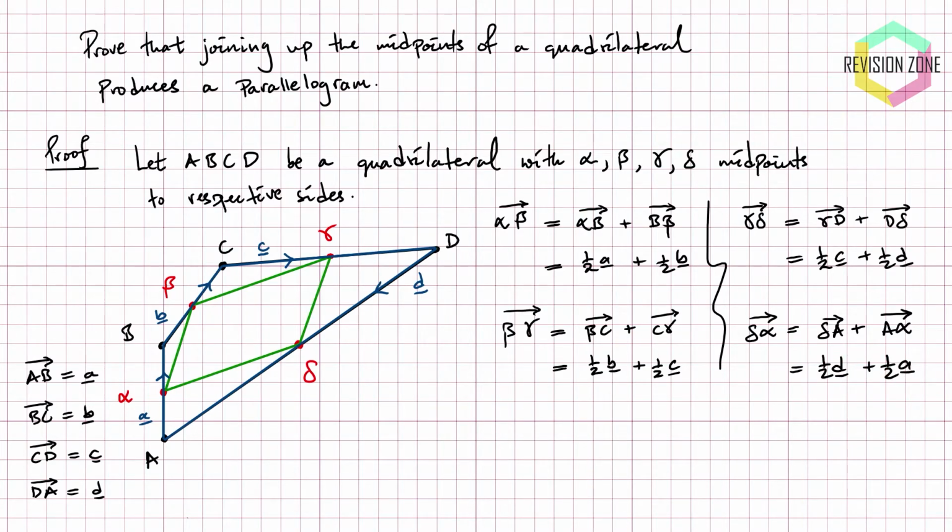So now if I look at two sides that are supposedly parallel, or we expect them to be parallel if this is a parallelogram, let's take alpha beta and gamma delta. Alpha beta is a half A plus a half B. Gamma delta is a half C plus a half D. So immediately looking at these, because the vectors are different, I can't quite say that they're parallel, right? I can't easily write down one as a scale factor of the other. So we're going to have to do some more thinking here.